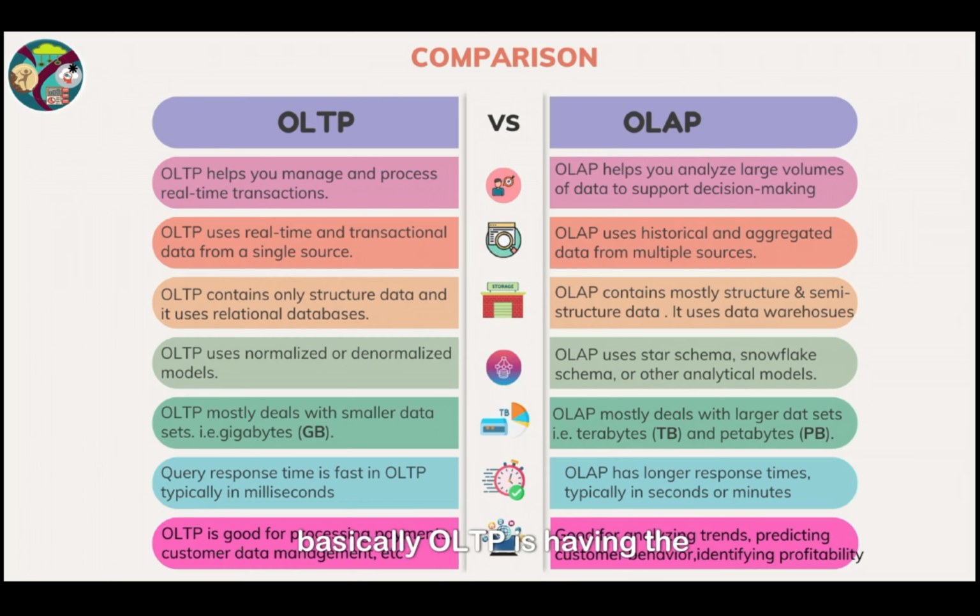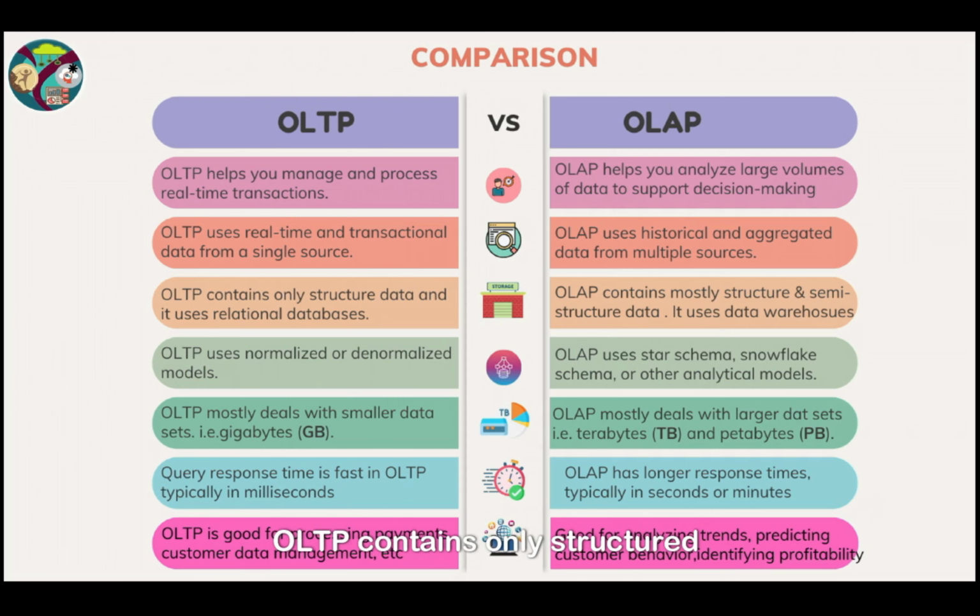Now OLTP uses real-time and transactional data from a single source. So basically OLTP has data belonging to a single source, whereas OLAP uses historical data and aggregated data from multiple sources, right? So when we want to analyze the data, you need to bring the data from multiple sources into the OLAP systems and then you can analyze it.